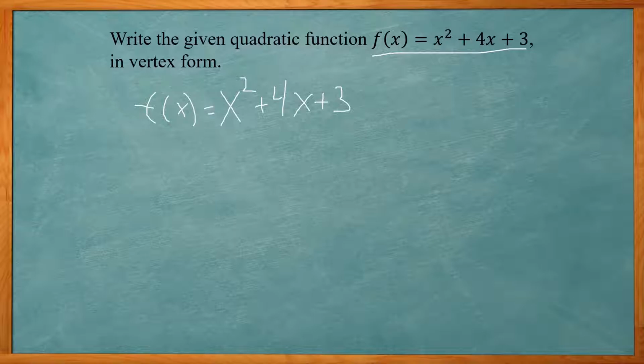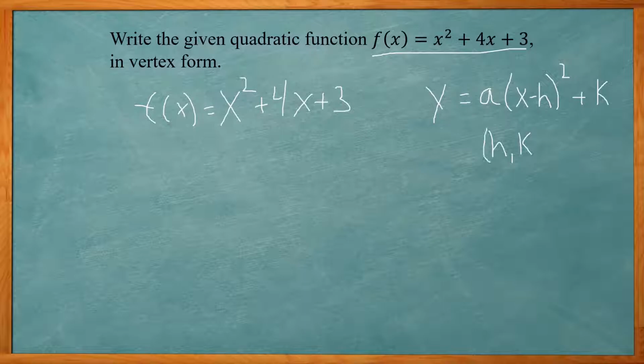Now vertex form looks like this. y equals a times (x minus h) squared plus k, where (h, k) is the vertex. So if you're in vertex form, right away you can figure out what the vertex is by using what's in that place and what's in that place.